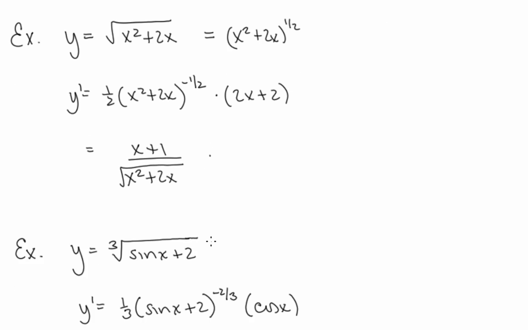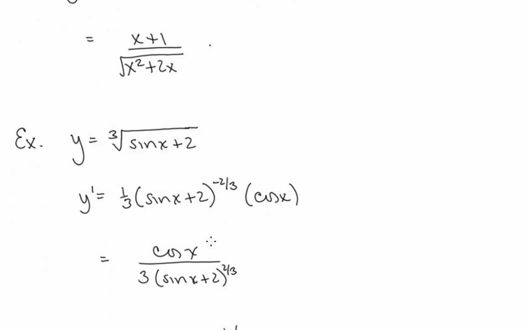Let's take a look at another. Here we have the cube root of sine x plus 2. Before we use our derivative rules, we want to rewrite this cube root as a 1/3 power. So let's write this as sine x plus 2 all to the 1/3 power. Now, to take the derivative, the 1/3 comes down in front, and we subtract 1 from the exponent. So we have 1/3 sine x plus 2 to the negative 2/3.